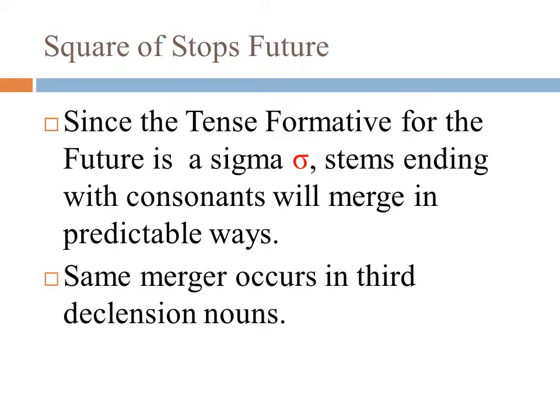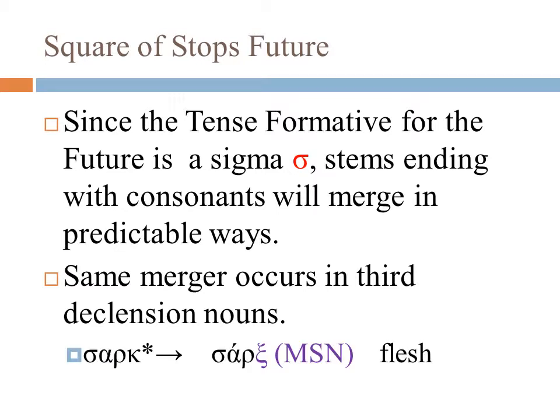Now, we've seen this before. This same merger occurs in third declension nouns. Remember, if we have sark, which ends with a kappa, and the masculine singular nominative would add a sigma to it, sark goes to sarx, flesh.